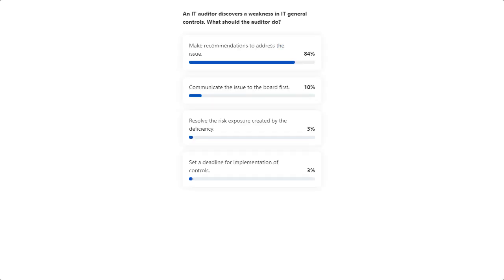Make recommendations to address the issue. This is excellent. Again, we can take out the qualifiers here. We can say an auditor discovers a weakness in controls. What should the auditor do? We wouldn't run to the board first, right? It's not our job to resolve the risk exposure. It's not our job to set the deadline for fixing the weakness in controls. We would make recommendations to address the issue. So 84% got this one correct. This is excellent.